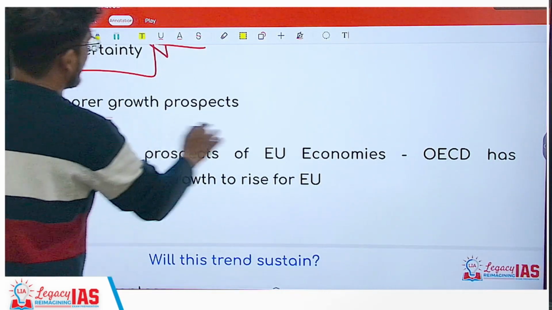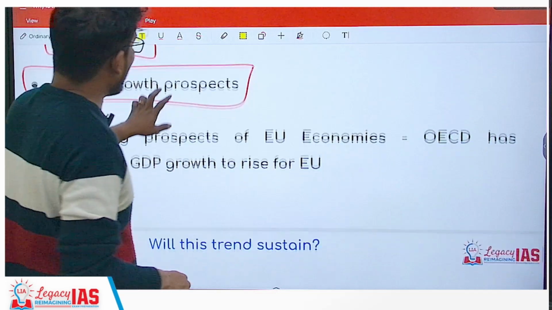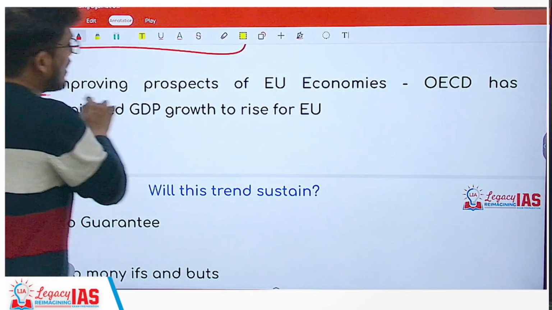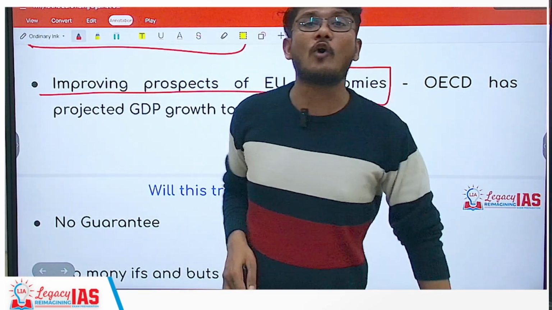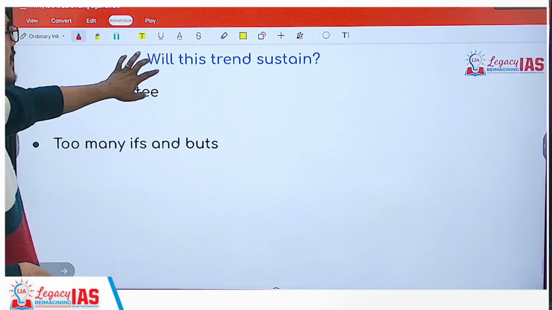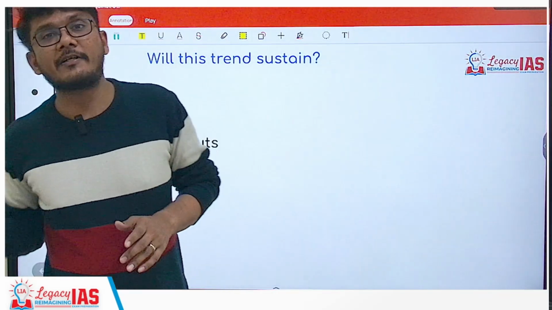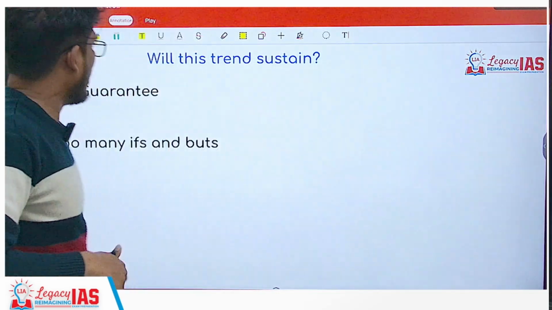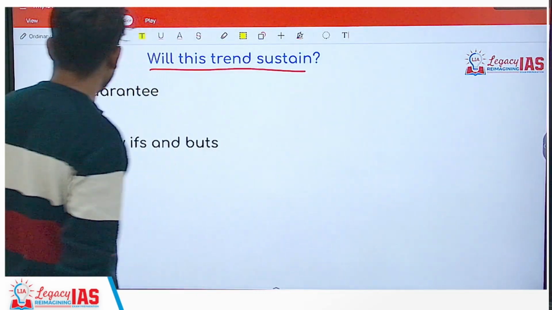Plus, of course, poorer growth prospects of USA from the OECD. At the same time, the OECD has given an improving prospect for European Union economies. Economies means various countries in the European Union. So that is why this trend reversed and the euro started gaining value. Now the question is, will this trend sustain?